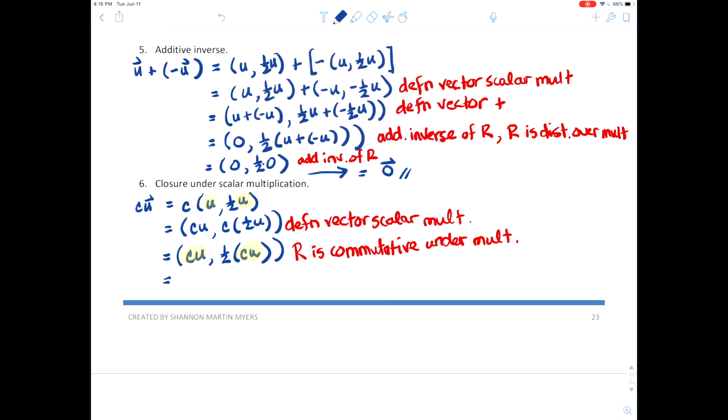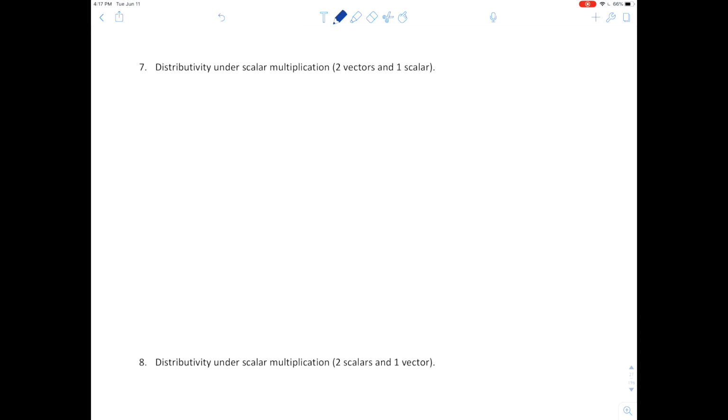And that is equal to what? And this vector is a vector in S, the set S. And we're done. That's our closure for scalar multiplication. All right, so next up, we're almost done. Four more.